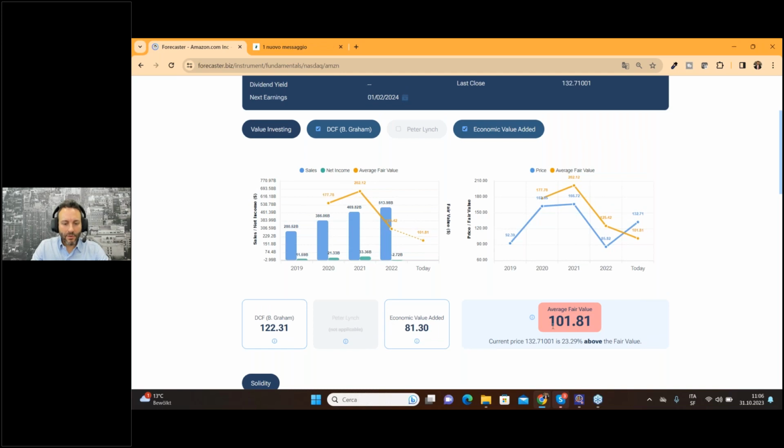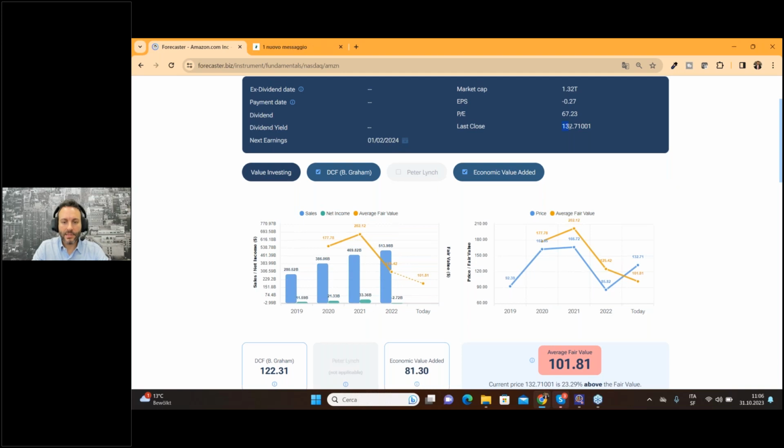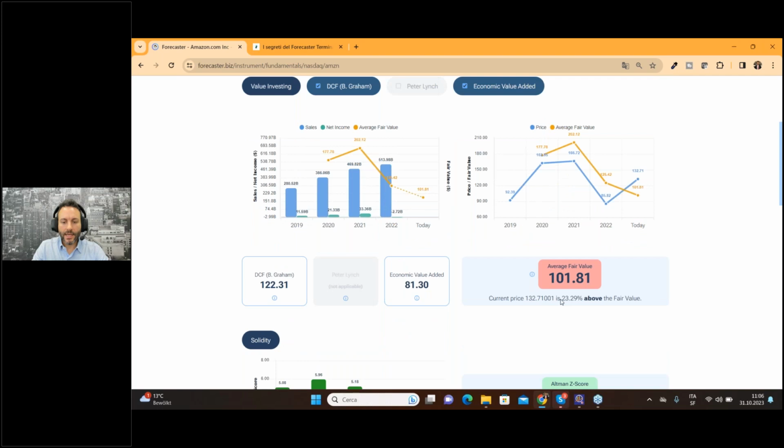The fair value using the Benjamin Graham method, so discounted cash flow, and the economic value added method is 101.81, which, since right now Amazon stock is at 132 on the stock market, means that Amazon stock is overvalued by about 23%.